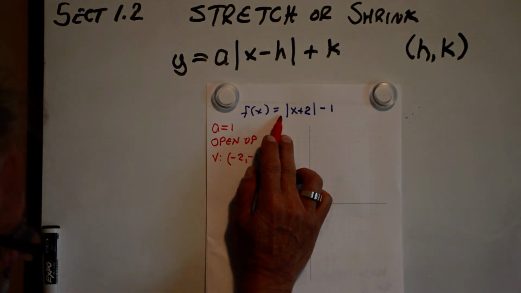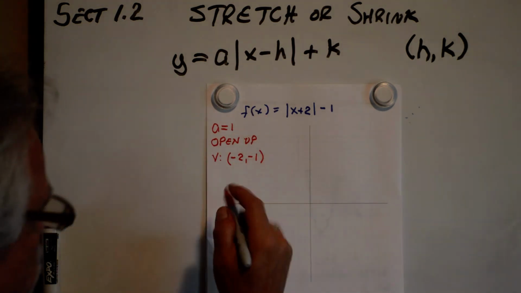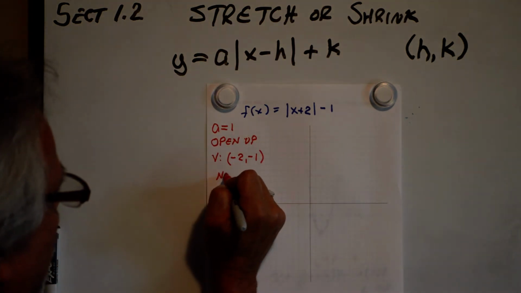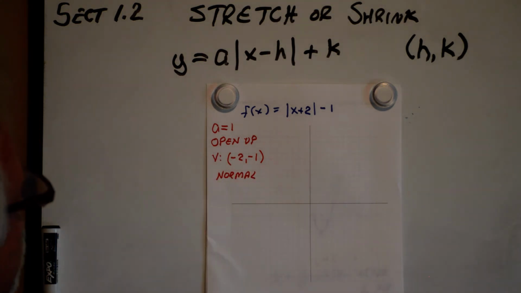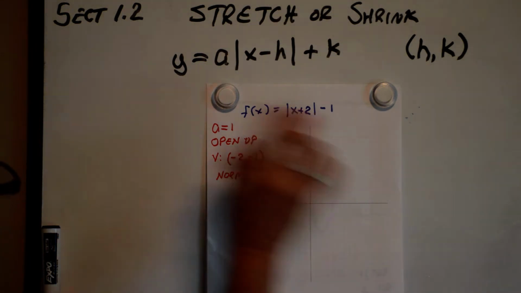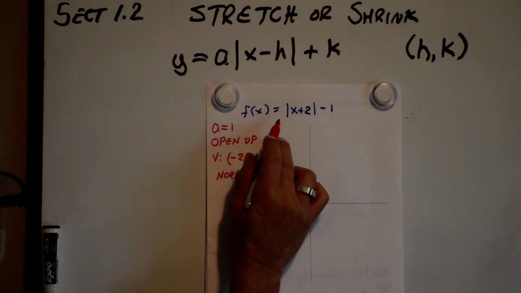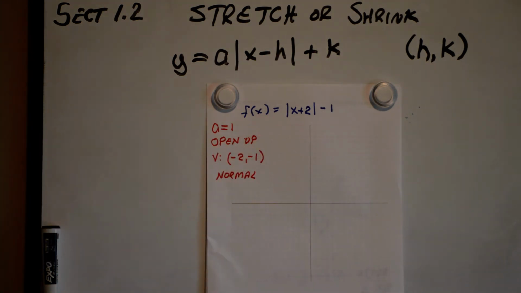Next I want to know, is there a stretch at all? Is that number greater than 1? It's just 1, so it's going to be normal. And you know what? I think I want to say if A is greater than 1 or less than 1, that will determine whether it's a stretch or a shrink.